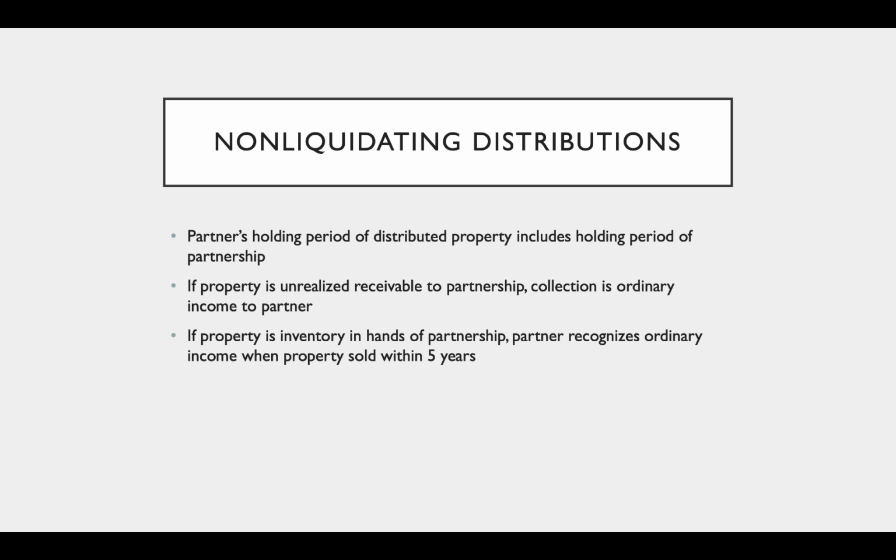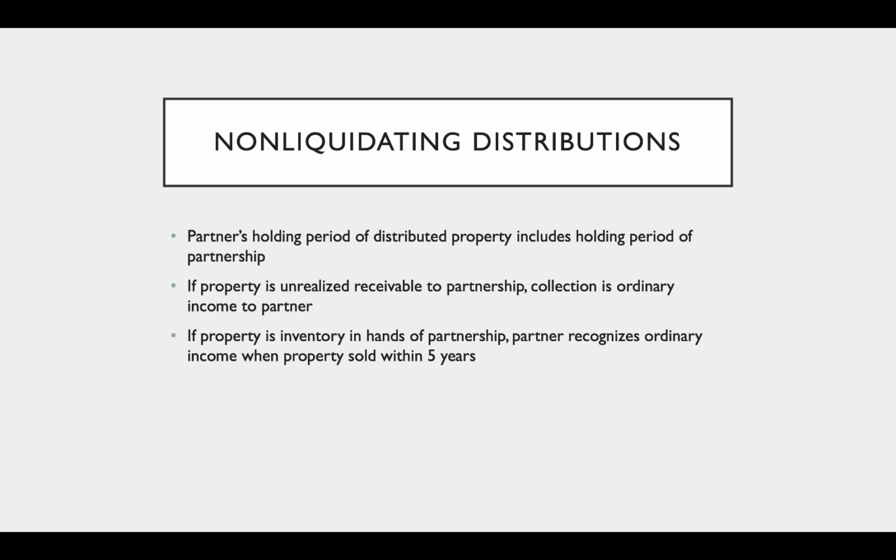And so remember, unrealized receivables are receivables that are owed to the partnership but haven't yet made their way into income. That usually would happen if we had a partnership who used the cash basis of accounting. They're owed money for work they've done, services they've performed, something like that, but they haven't been paid. Since they haven't been paid and they're a cash basis taxpayer, that amount hasn't hit income. So if property distributed out is unrealized receivables to the partnership, then the collection or the sale of those is going to be ordinary income to the partner, not capital gain.